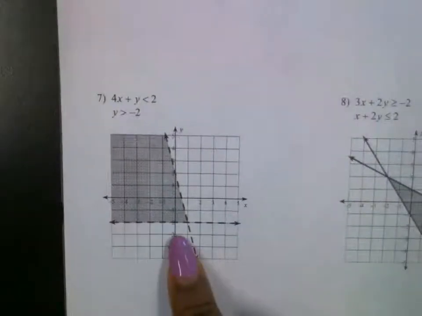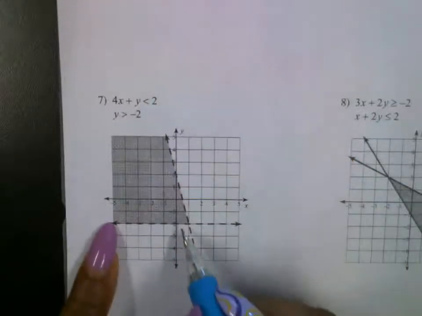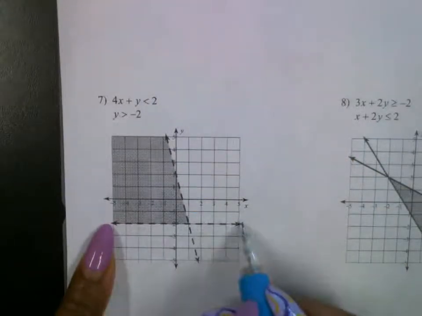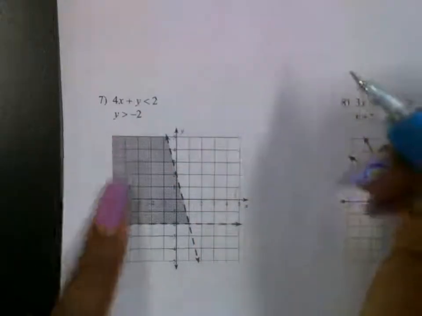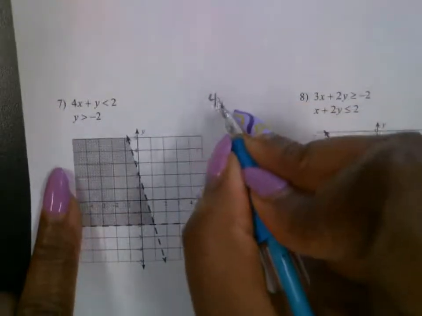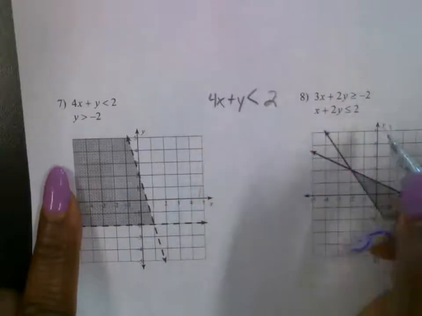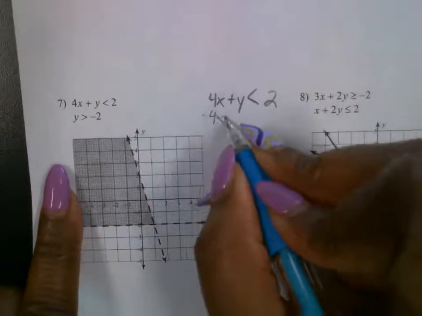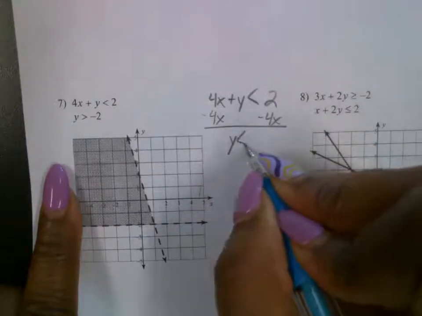Okay? Number 7 should look like this. All right? This first one's the easier to graph. Find -2, and it's a dash line. You shade above the line. Okay? For the second one, you're going to say 4x plus y is less than 2. You're going to subtract 4x on both sides. This gives you y. Bring down the less than sign.